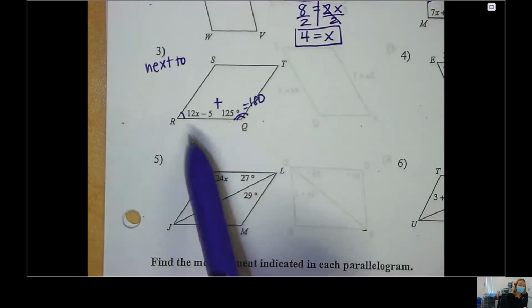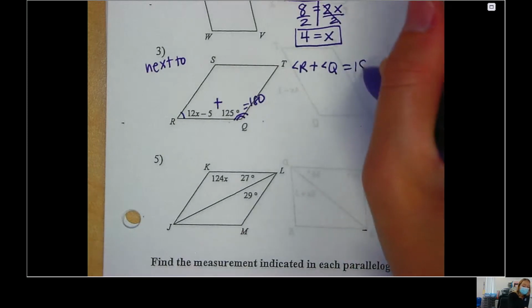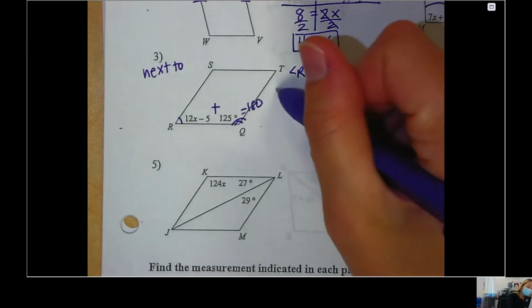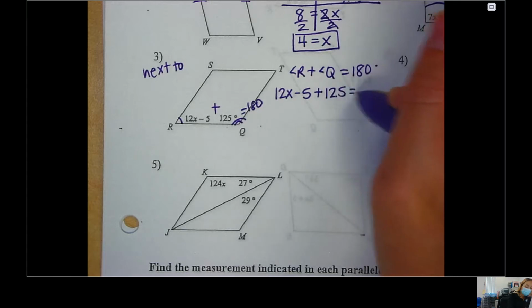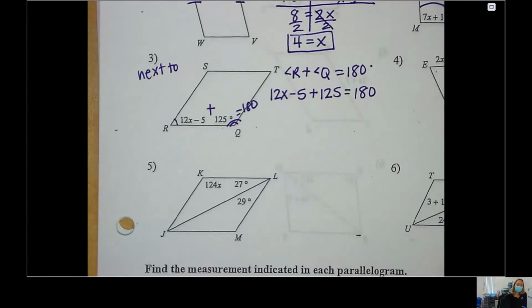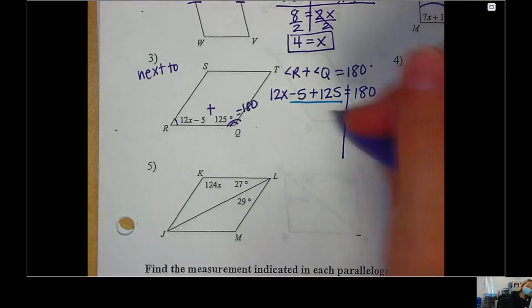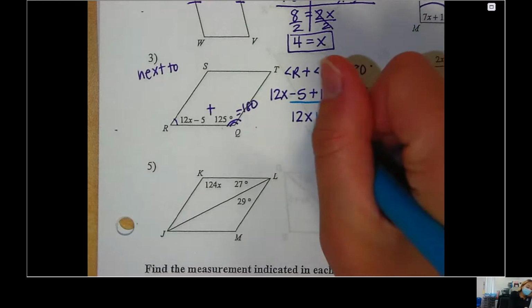So my equation is going to be angle R plus angle Q. I'm going to set that equal to 180 degrees. So I've got 12x minus 5 plus 125 equals 180. There's my algebra problem. What should I do first? Which like terms can I put together there, Cooper? Beautiful. -5 and 125. What is that if I put those together? 120. Good.